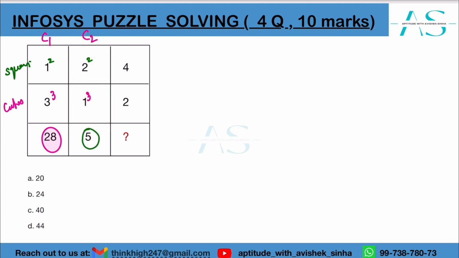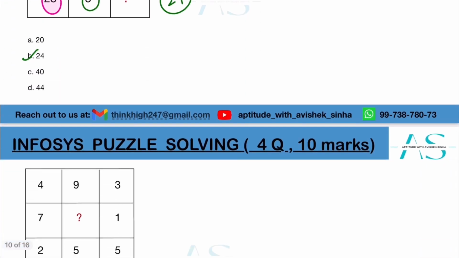Now, 2 cube and 4 square. How much is this value? 4 square is 16. 2 cube is 8. It is 24. Option B fits in. So with squares, cubes, and the help of certain values, you can easily get to the solutions. Moving forward.